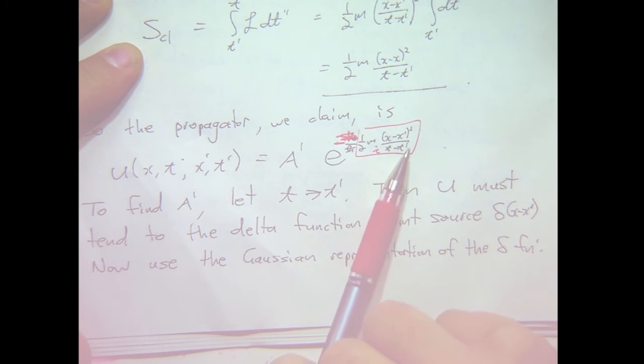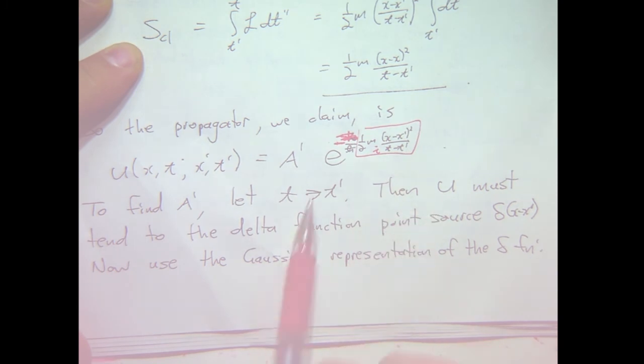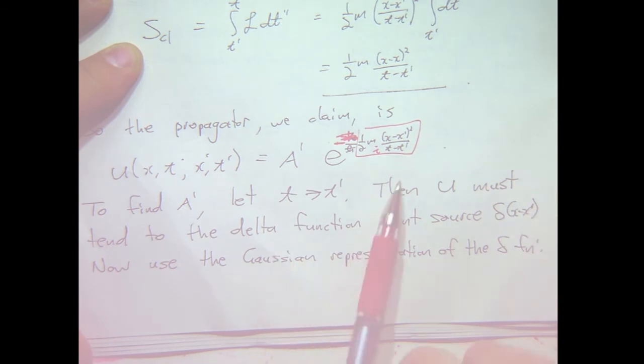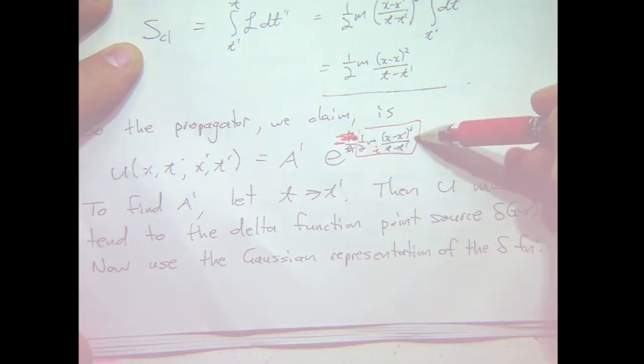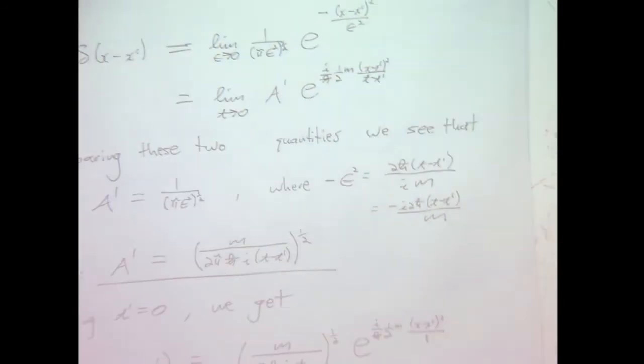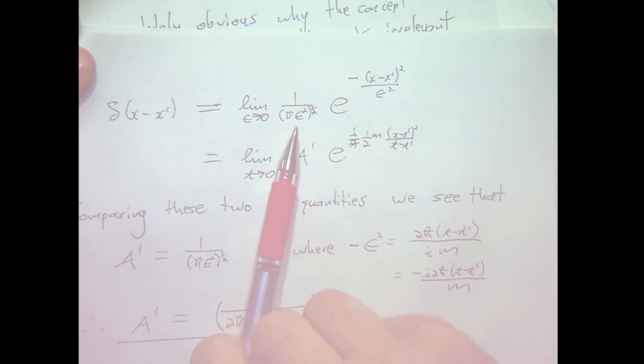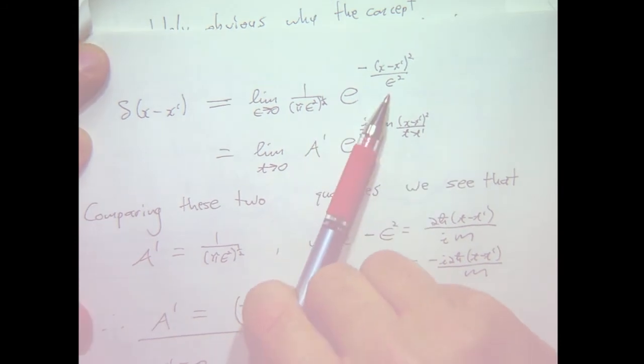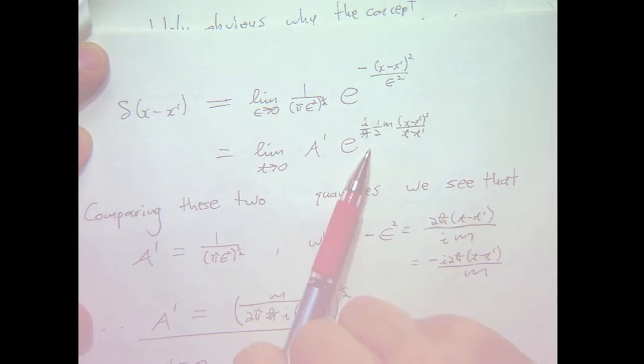Let t tend to t prime, then u must tend to the delta function, a point source. Because that's a Gaussian, and that has the form of the delta function. There it is. So there's a representation of the delta function that I just mentioned at the start. Epsilon is the width of the delta function, and that's what we had in the previous line.